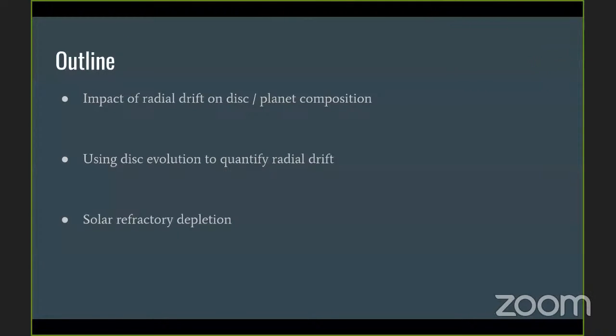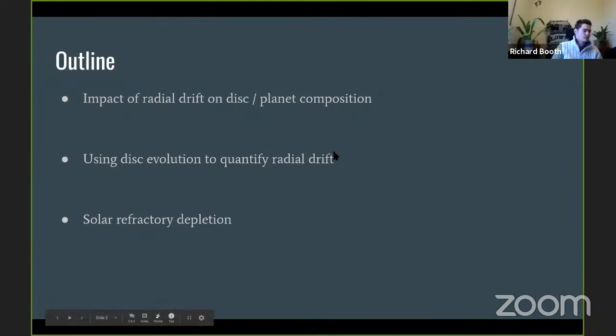Okay. Yes, I will. So the broad topics are looking at the evolution of dust in protoplanetary disks and how that's going to impact planet composition, then trying to use the latest observations from ALMA and accretion rates to understand just exactly how efficient these processes are. And then finally, I'm going to talk about the solar refractory depletion. So the sun is missing about 10% of rocks compared to solar-like stars, and I think that that's due to the formation of Jupiter creating a transition disk. So hopefully we'll get time to talk about that as well.